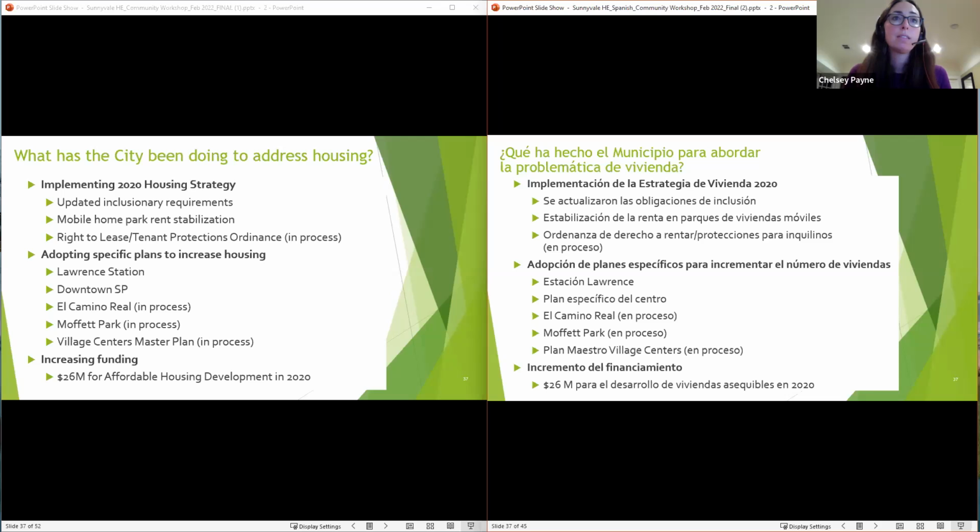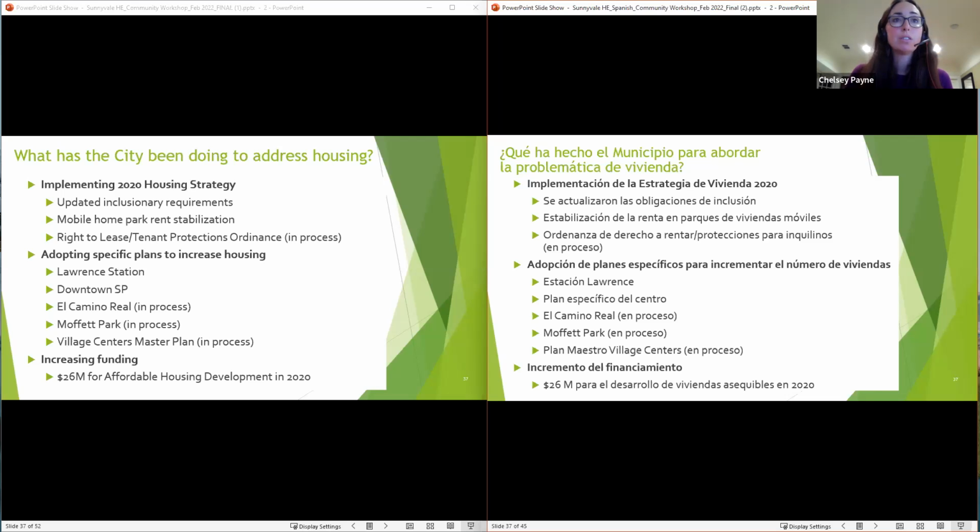developed. The city has also been updating or preparing specific plans that are to increase housing opportunities, and that includes the Lawrence Station area plan, the downtown specific plan, El Camino Real, which is currently in process, Moffett Park also currently in process, and then the Village Center's master plan in process. So the city's done a lot of planning around increased housing opportunities.